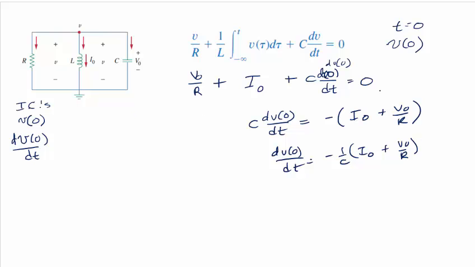The other initial condition that we have already is V at time 0, which was just V0. So we have our two initial conditions, and now it's just a matter of putting together the final solution, finding A1 and A2, which does depend on which case we're looking at with the circuits.